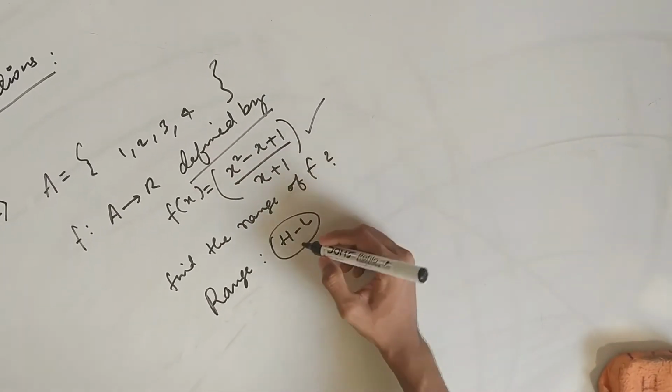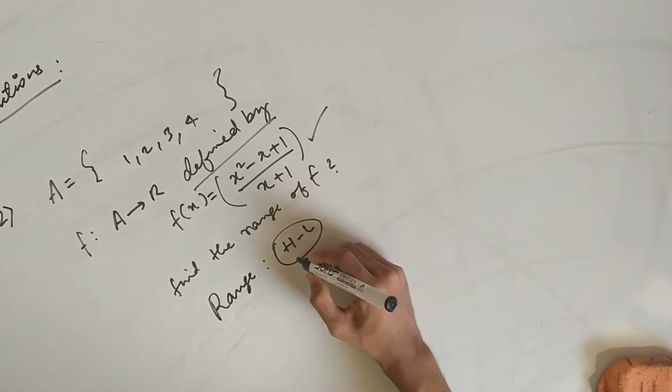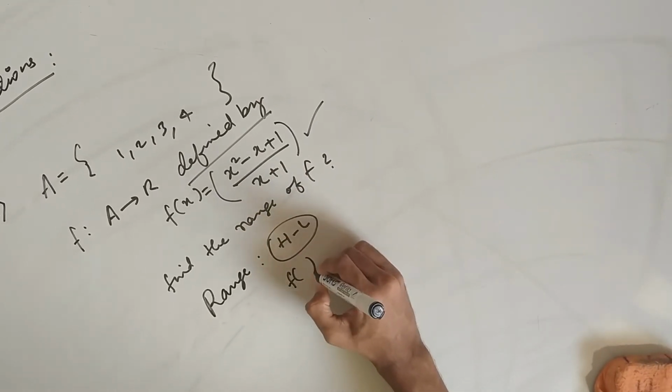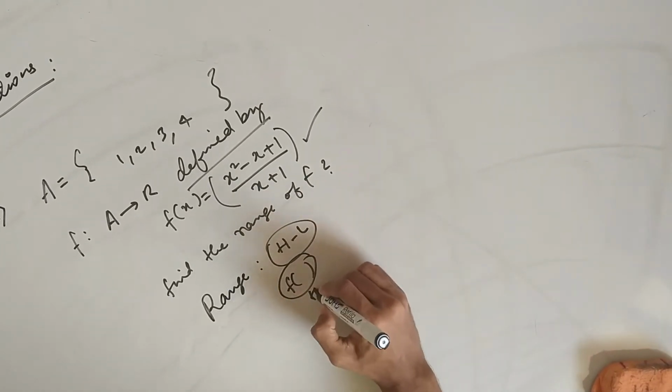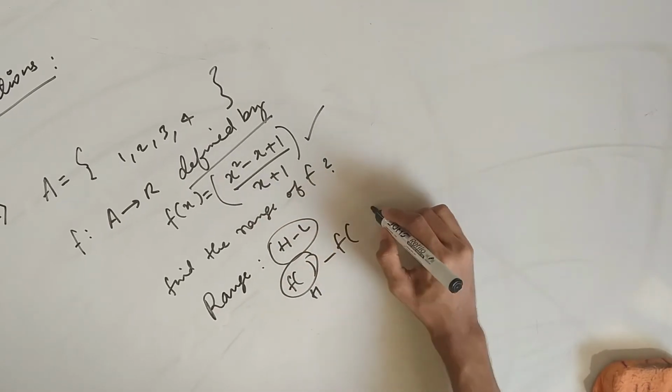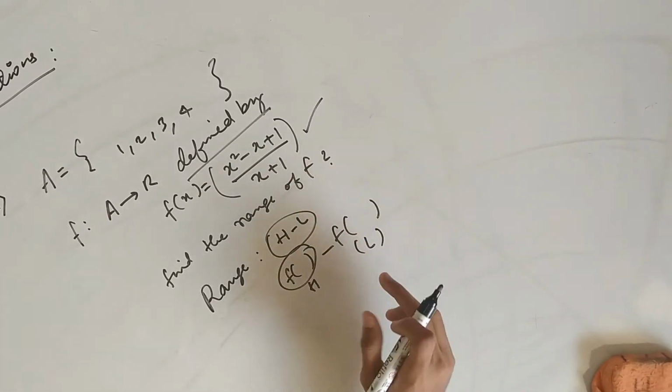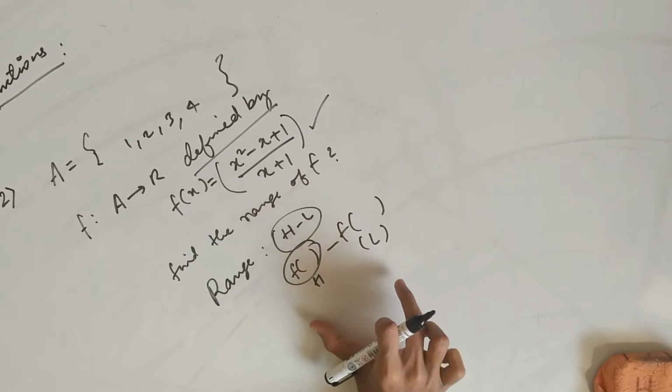Highest minus lowest means what? We are talking about the value. We are talking about the function value which is highest minus the function value which is lowest. So this is the range.